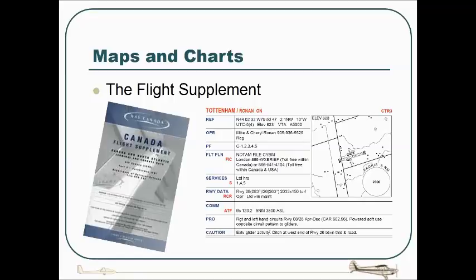Now, both the charts and the flight supplements have a lifespan. So they're issued, they go for a couple years, and then they're retired, basically. And on the cover, it says, this is good from this date to this date. Same thing with the VNCs. It tells you the date of issue. And you need to buy replacement ones every year.